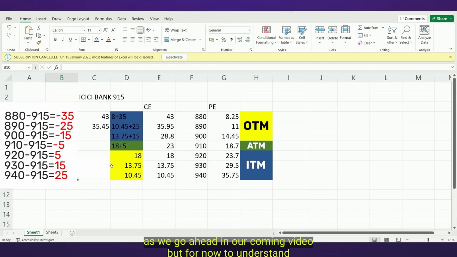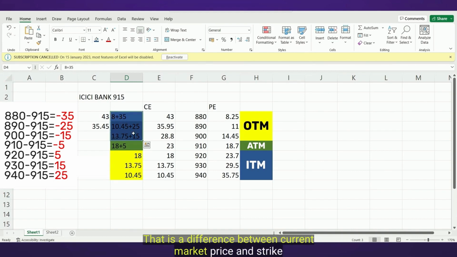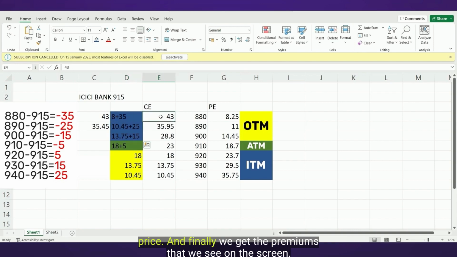But for now, understand that we have the Black-Scholes calculator to calculate extrinsic value. To this extrinsic value, we add intrinsic value, that is the difference between current market price and strike price, and finally we get the premiums that we see on the screen.